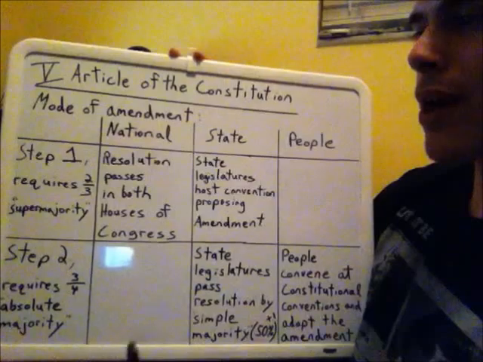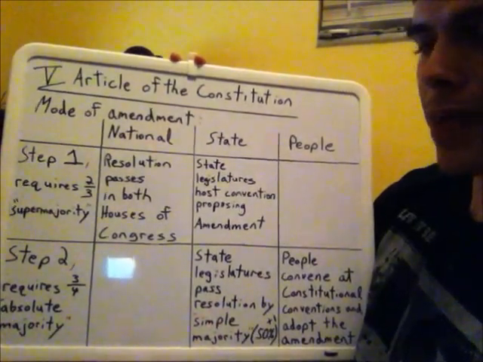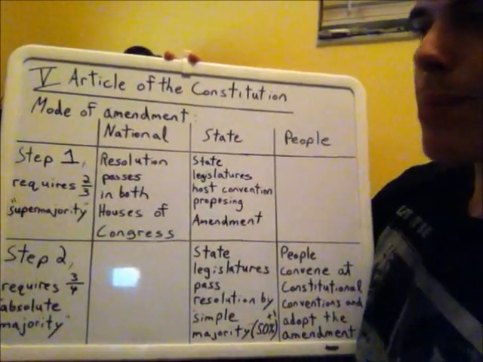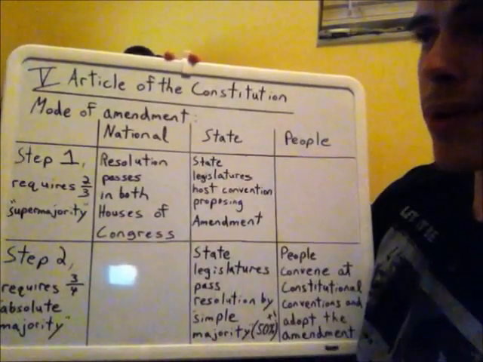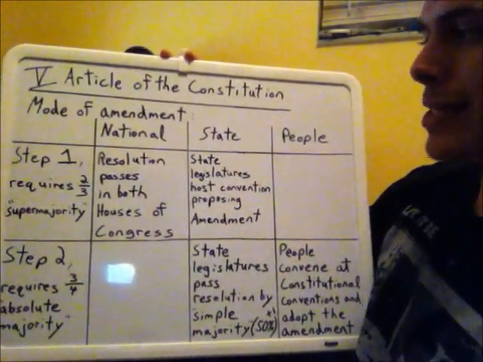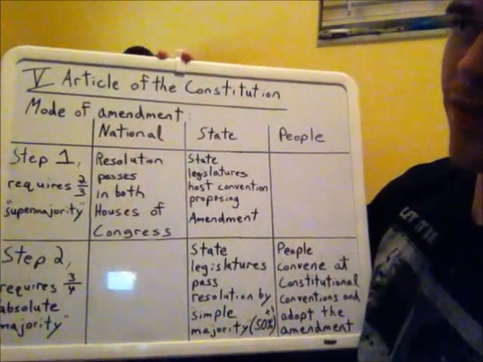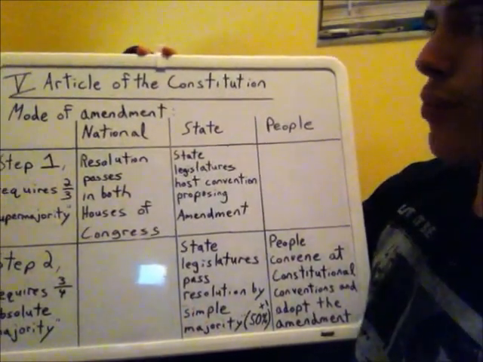It gives one level of our federal system more power in one article, but then restricts it in another and gives more power to the other one in that article. So that's just something interesting. In this one, the states are favored. In the sixth article, the national government is favored at the expense of the states. So anyway, let's get on to the amendment process.